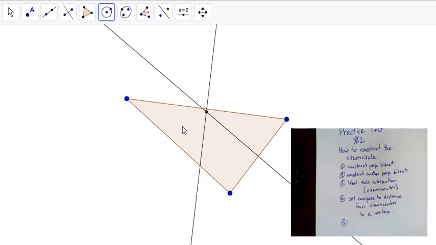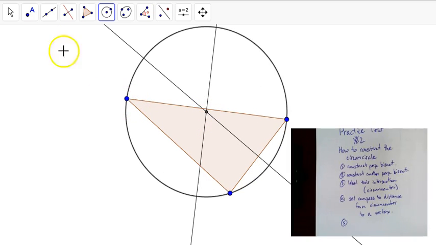And then step 5, we're just going to go ahead and draw our circle. You'll see that your circle passes through the 3 corners because it's the same. A circle is just the set of all points that are the same distance from the center. So I have these 3 points that are all the same distance from the center because the circumcenter is the same distance from each of the vertices.